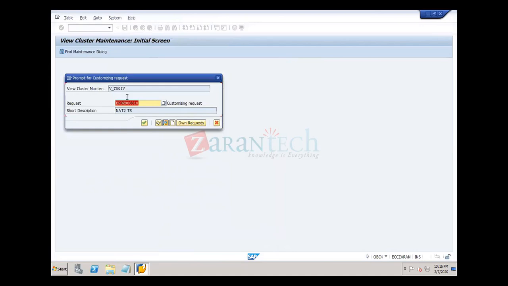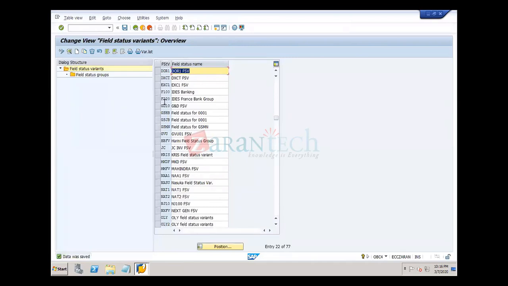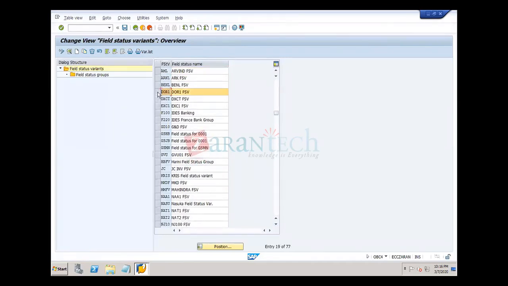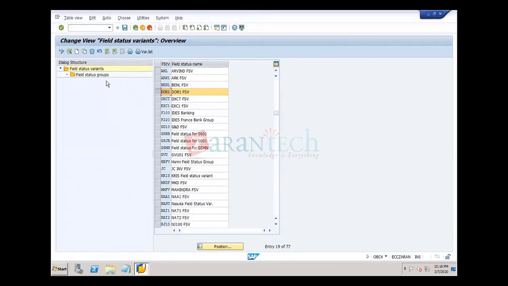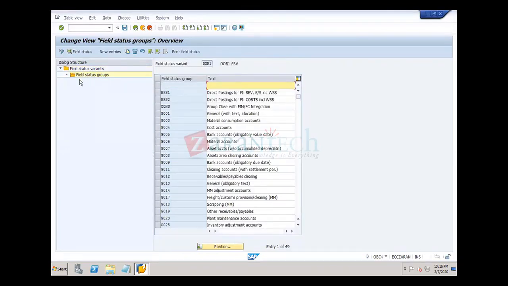Now I save it. Which is the object that I have created? This is the object I created by copying, wherein 49 entries have been copied. Select it and go to this folder, field status group. Now, what are these field status groups? Field status groups are the ones that you will be assigning to the GL account master data.